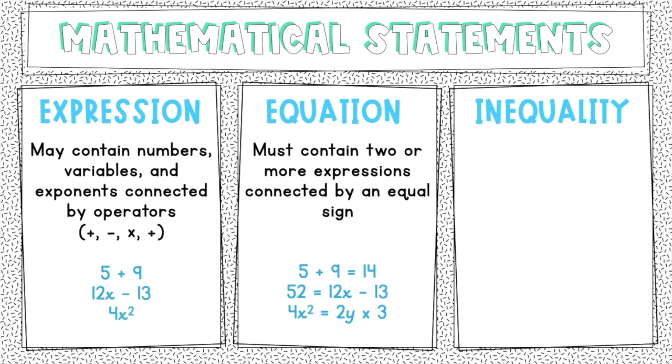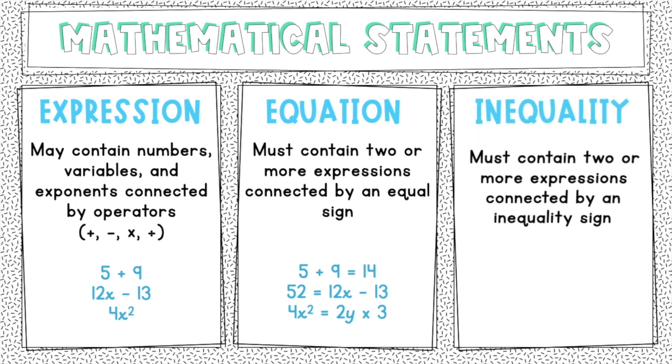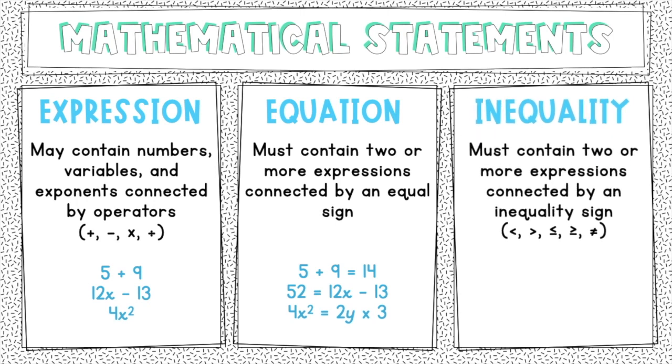Finally, we'll also work with inequalities. An inequality must contain two or more expressions connected by an inequality sign. These can include greater than or less than, greater than or equal to, or less than or equal to, or not equal. So examples would be 5 plus 9 does not equal 17. 16 is less than 12x minus 13. Or 4x squared is greater than or equal to 2y times 3.